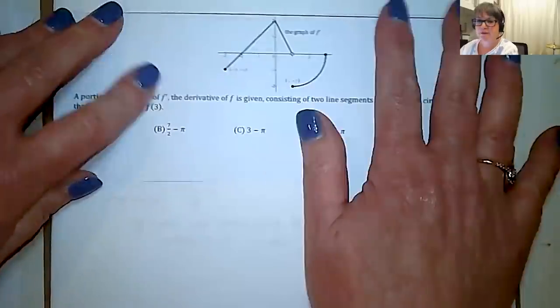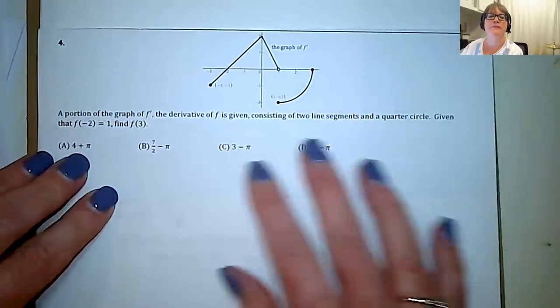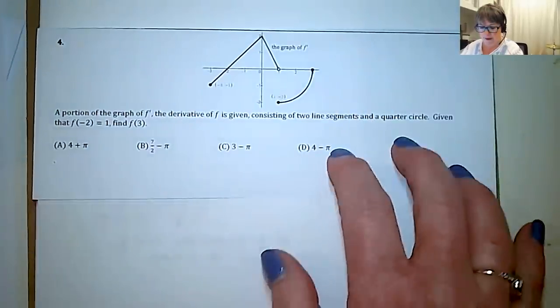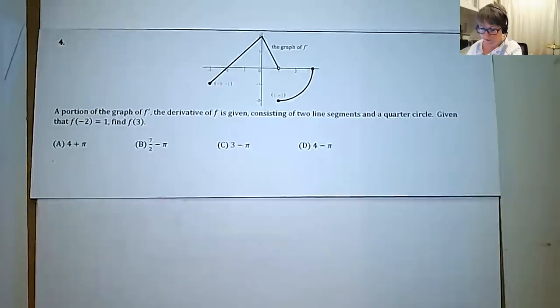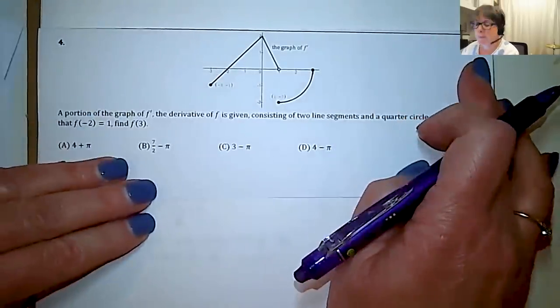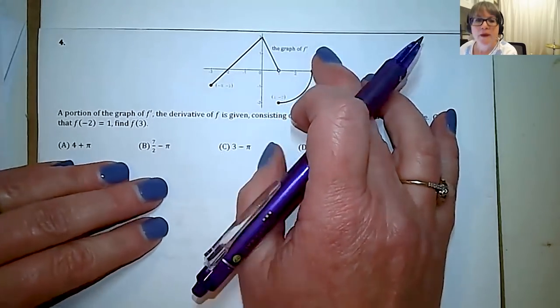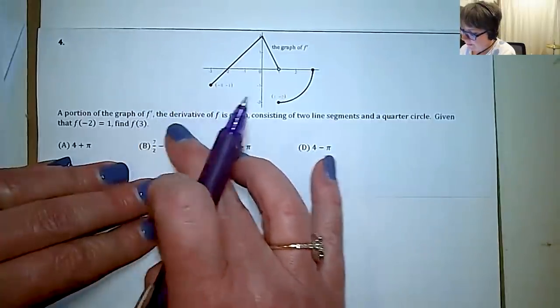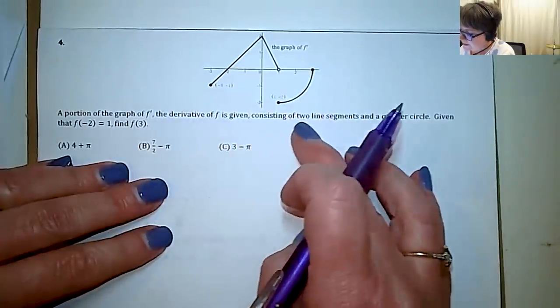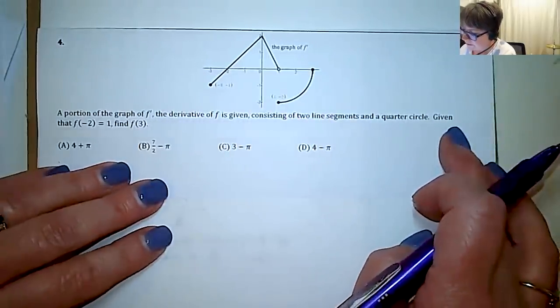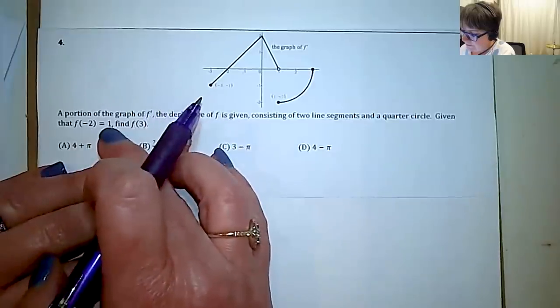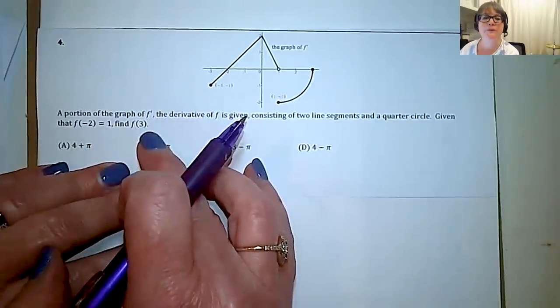I do want to be respectful of people's time, so I do want to do four. And then I think I was supposed to also do five, but we'll see if we have enough time for both of those. But in four, we have this graph, and it's a graph of f prime. And it says a portion of the graph of f prime, the derivative of f, is given, consisting of two line segments and a quarter circle. Given that f of negative 2 equals 1, find f of 3.